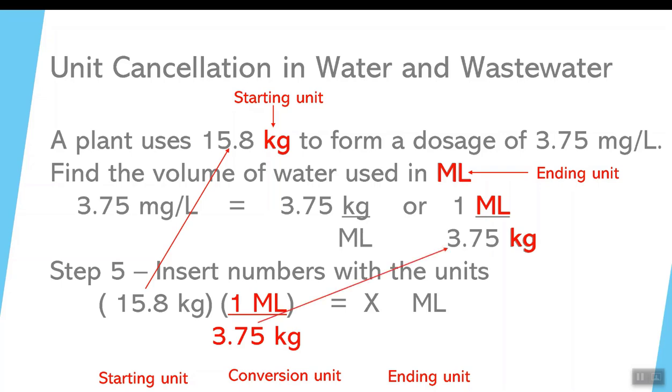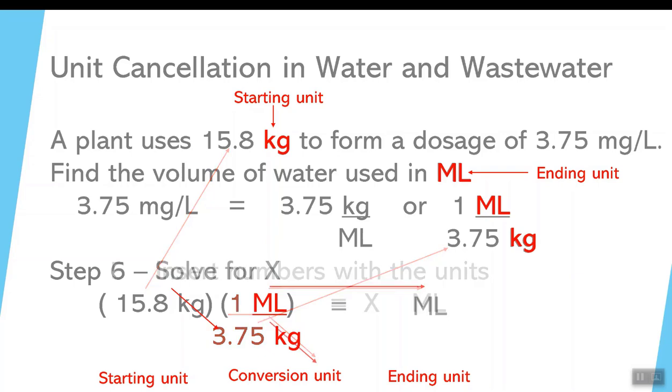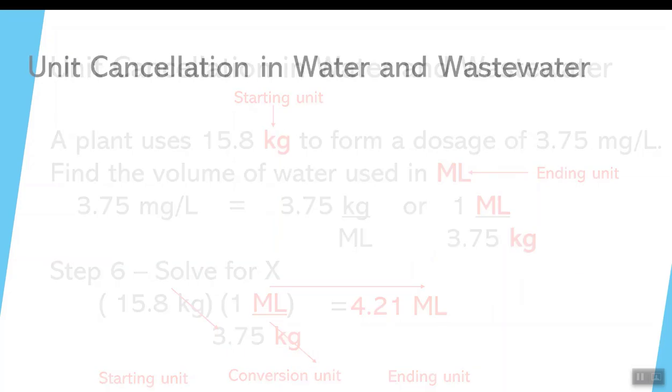So again, be patient. Biggest problem that people have is they rush it. So in this case, you're dividing. Notice how the kilograms cancel out. Notice how the megaliters is the same on both sides, so it must be you're doing it right. And then your answer is going to be 4.21 megaliters.